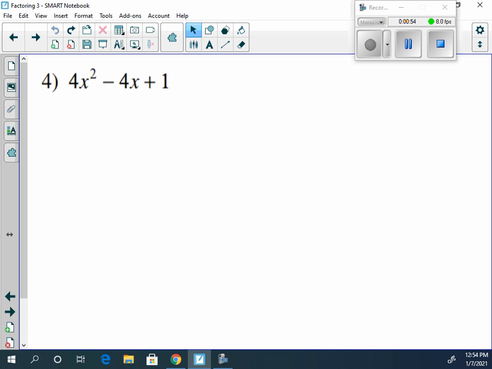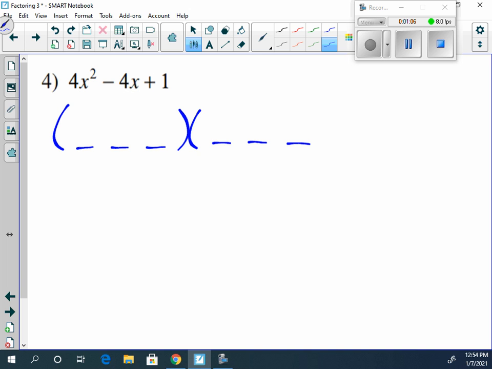So when we look at this here again, we're going to check to see if there's a greatest common factor. And well, between 4x squared, 4x, and 1, there's not. So we'll use our 2 sets of parentheses with 3 spaces. So we're just going to stick with this here. Now, because the 1 is positive, the signs are the same, and they match the sign of the middle term. So it'll be negative and negative. So really nothing's changed from what we did yesterday or Tuesday.